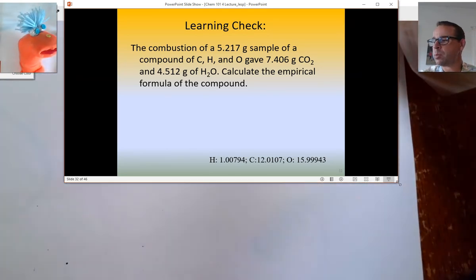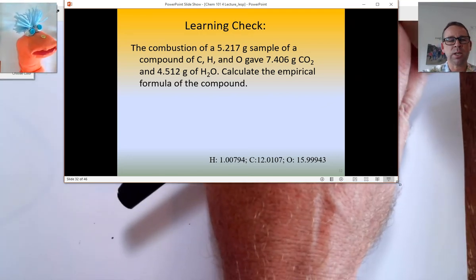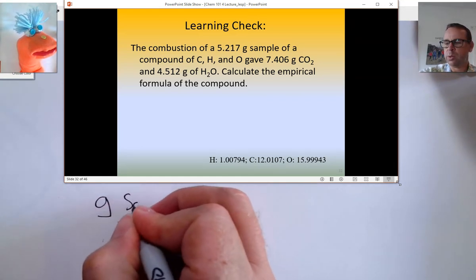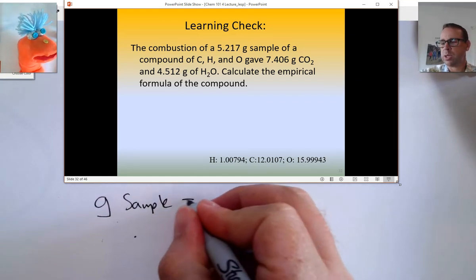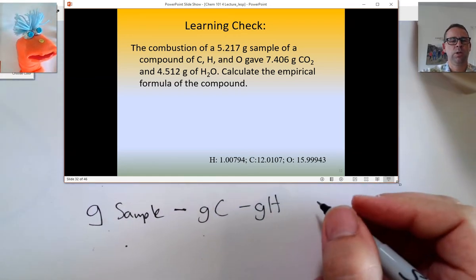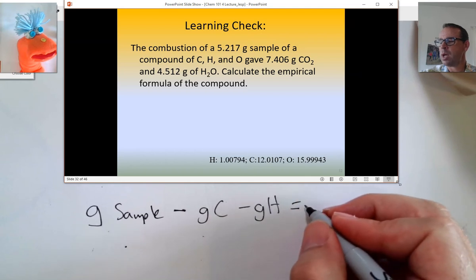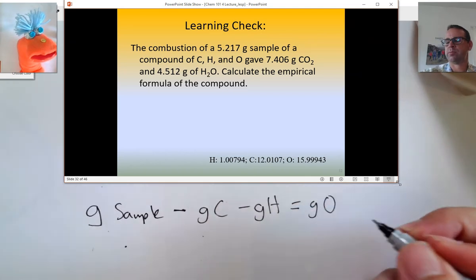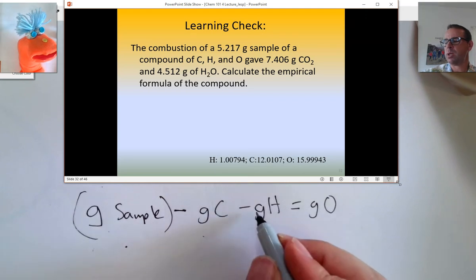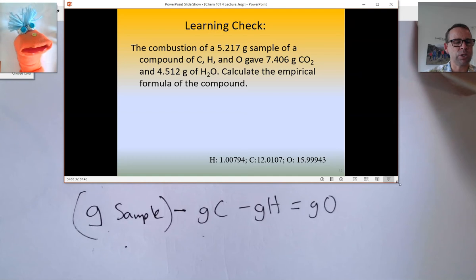Well, we talked about it briefly before, but what we're going to do to get the oxygen is we're going to get the grams of sample and subtract the grams of carbon and the grams of hydrogen. And the result will be the grams of oxygen. All right, so take the grams of sample, and from that subtract the grams of carbon, and then subtract the grams of hydrogen, and then we'll get grams of oxygen.